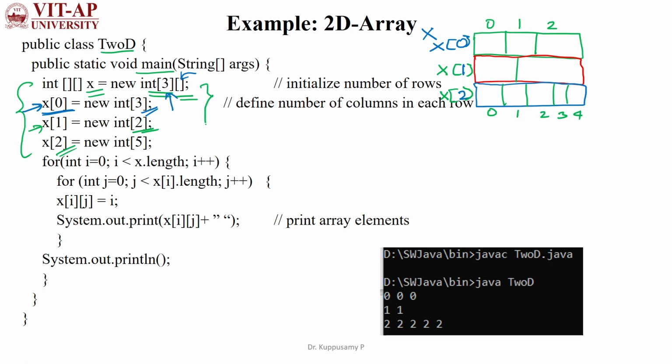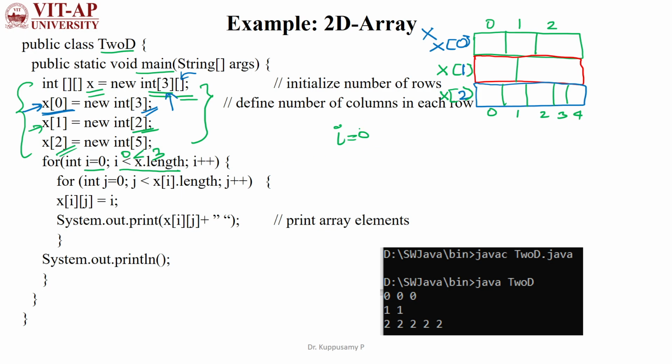Once these four lines are executed, we are going to insert the elements into the two-dimensional array. Here i equal to 0, then i less than x dot length. The i value is 0, less than x dot length. x dot length is the number of rows, which is 3. So 0 less than 3.